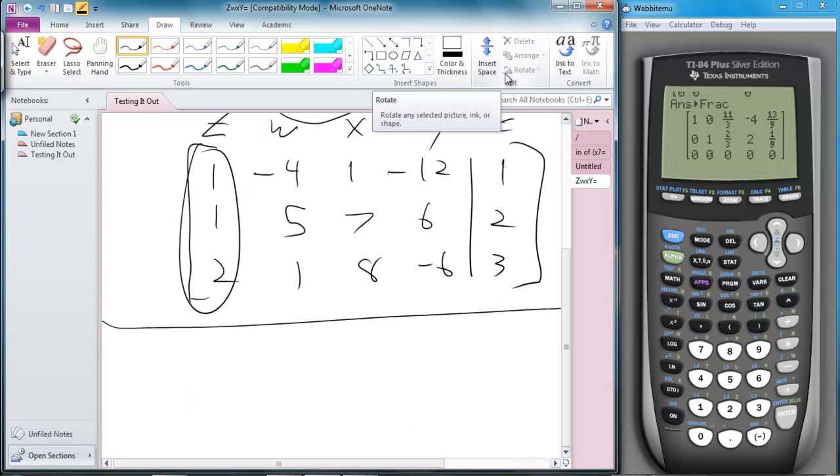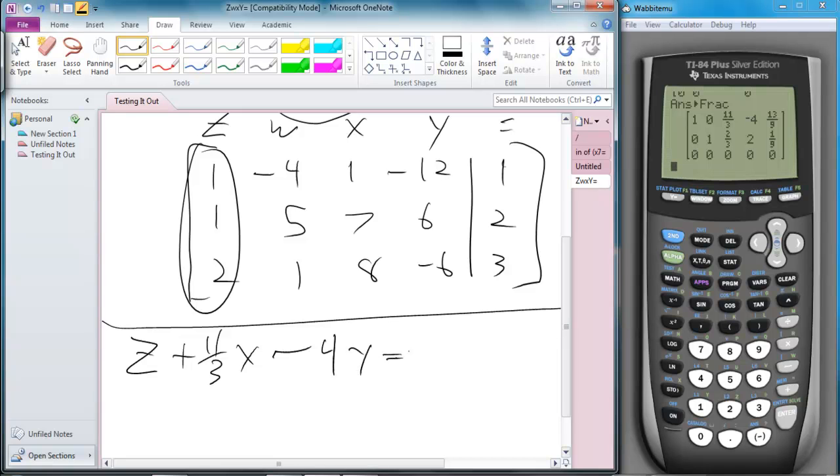Okay, so the first line, remember it's z, so it's 1z, 0w's plus 11 thirds x minus 4y equals 13 ninths. So if I want to put my answer in terms of x and y, do you see I do have x and y already here? So I'm going to go ahead and solve this equation for z. So that means z equals -11 thirds x plus 4y plus 13 ninths. So there's my first one.